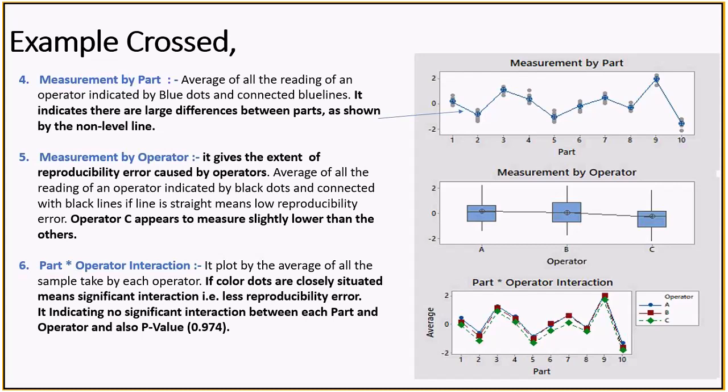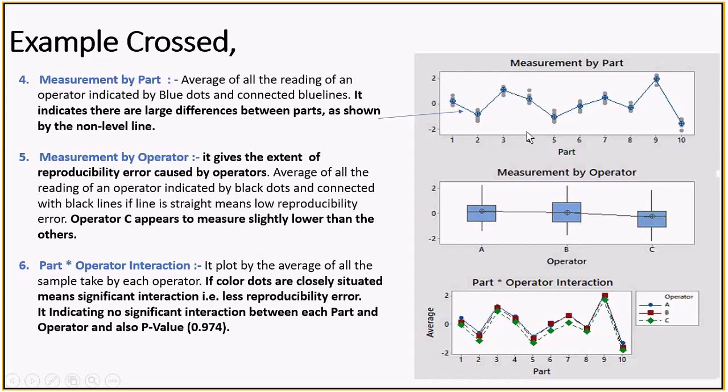So in total, 9 data points, or 9 measurements, are there for trial number 1, and this is the average. Similarly for trial number 2, trial number 3, 4, and 5, and so on. So you can see these data are not in a line, that is, not level, which says that there is a large difference between parts.